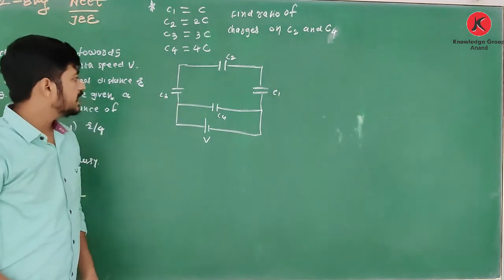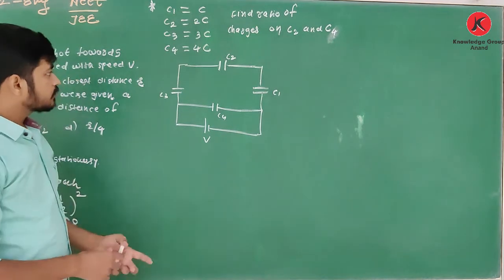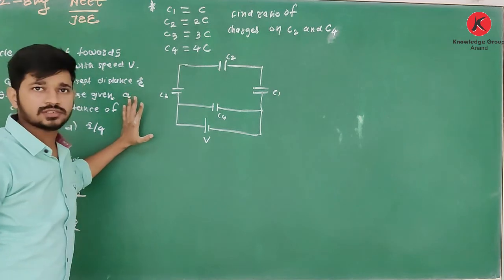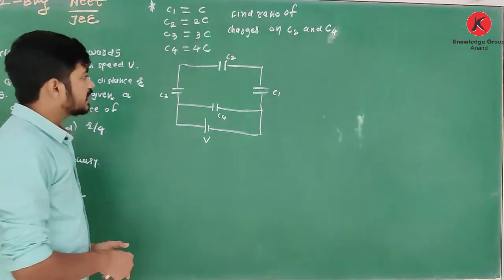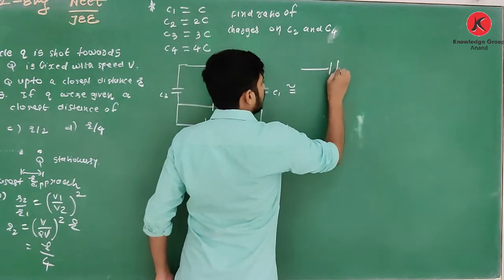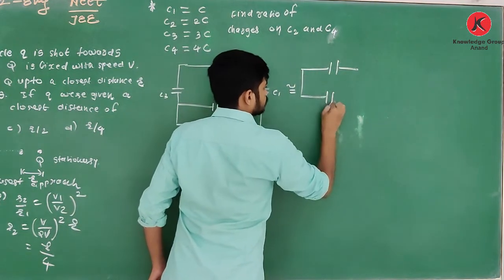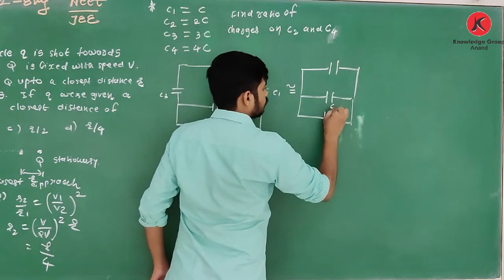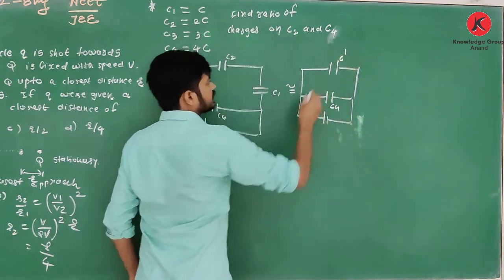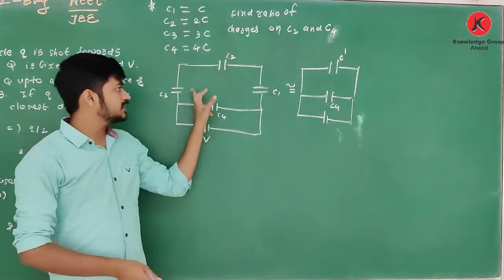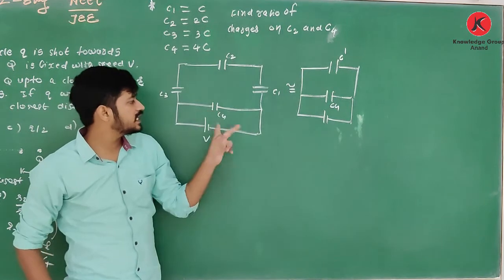Okay? See, from the figure it is clear. C1, C2 and C3 are connected in series connection. Yes or no? Yes, they are connected in series. So I can draw one equivalent figure like this. Here it is C4 and here is the equivalent C dash. C1, C2 and C3 are in series connection, their equivalent is C dash, and here it is C4.